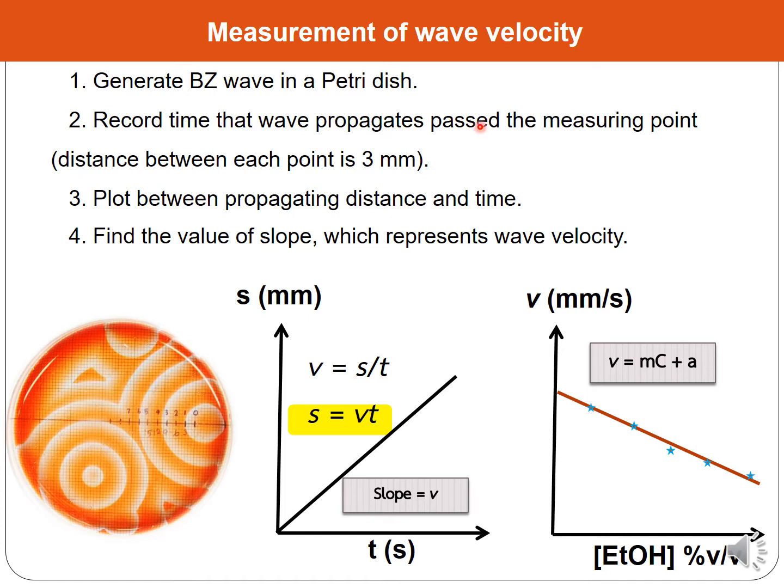Then when we obtain the data, we plot propagating distance against time. To get the slope of this graph, the slope is the wave velocity. So when we study the effect of various concentrations of ethanol, we will get various wave velocities. So we can get the calibration plot between wave velocity and ethanol concentration in a linear manner.